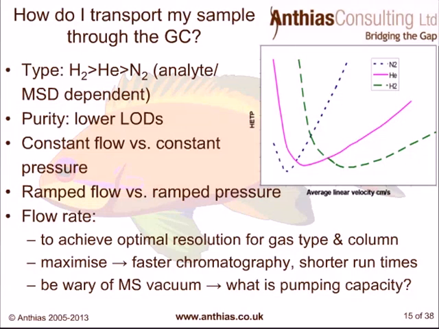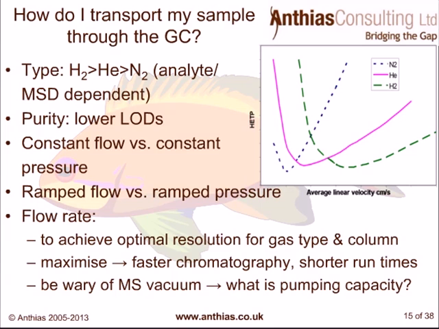Moving on to the GC itself then, how do I transport my sample through the GC? What type of carrier gas are you going to be using? Hydrogen, helium, nitrogen? And this can be very analyte or MSD dependent. If you're looking at more gases, then nitrogen might be a good carrier gas to use. If you're thinking things like particular mass spectrometers can only use helium, for example, you couldn't use hydrogen. And hydrogen can be a bit bad for certain compounds because they hydrogenate particular analytes. So again, thinking about which type of carrier gas to match your instrument, but also match the analytes that you want to be looking at.